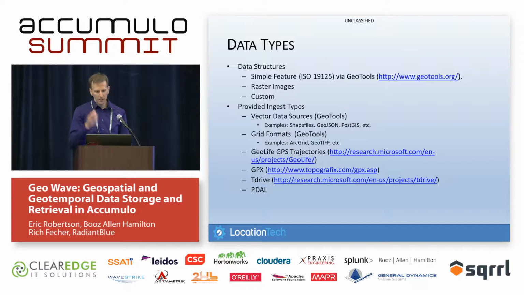Rich alluded to some of the data types we support. Right now, our core vector data types are basic simple features, and our grid formats are ArcGrid and GeoTIFF. We support a whole slew of different data types we're able to ingest into the platform. But the core data structures we work with are simple features, which represent the vector data, and raster images. Like I said, we created this framework so it's very open. It's very easy to add new types and new adapters for any multidimensional data.